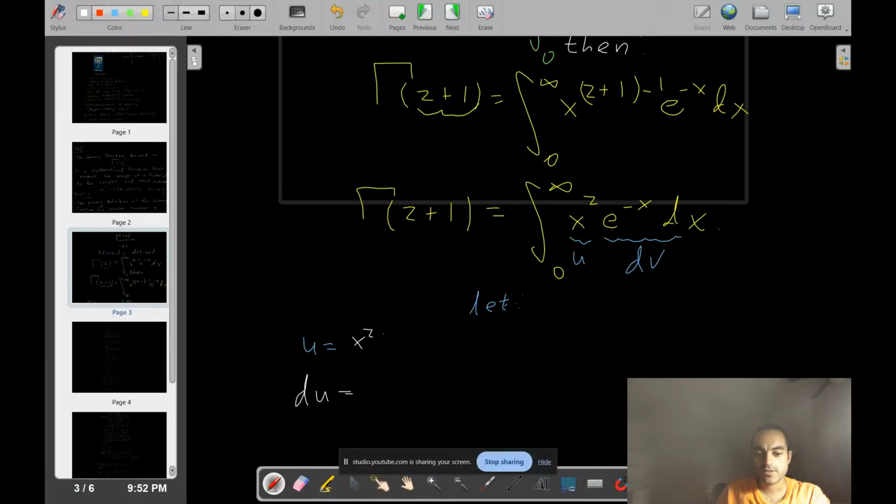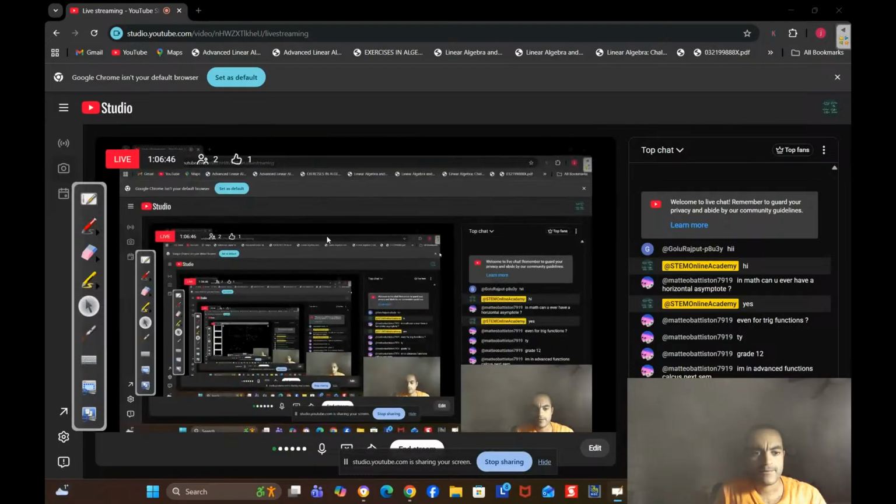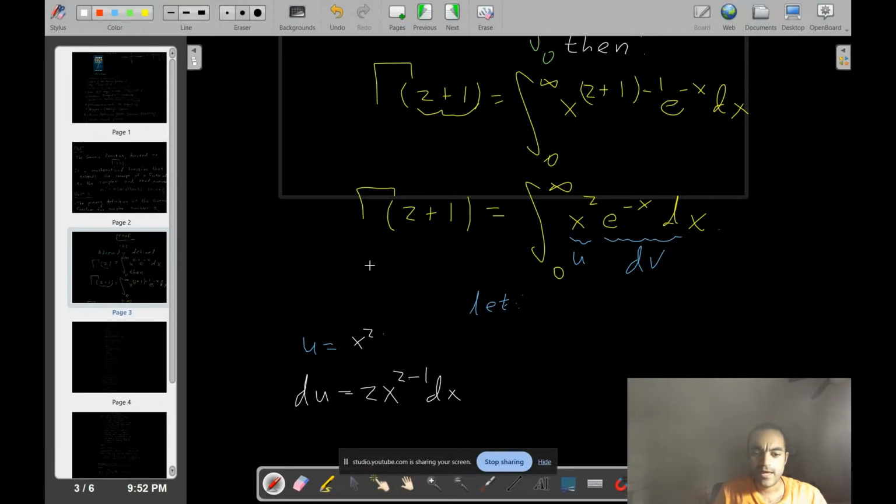So u equals x to the z, du is equal to z times x to the z minus 1 dx, the power rule of derivatives from differential calculus. x is the variable, z is a constant, and the constant goes in front: z times x to the z minus 1 dx. Everyone's following along here? Okay, so that's what we have.